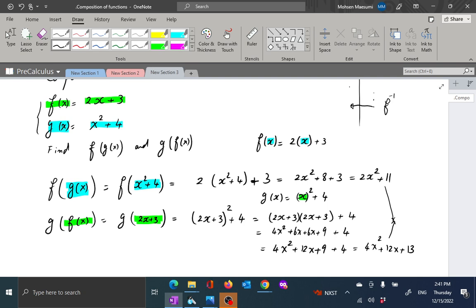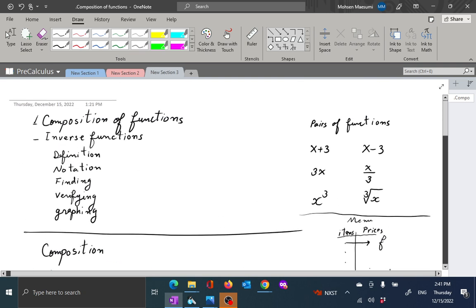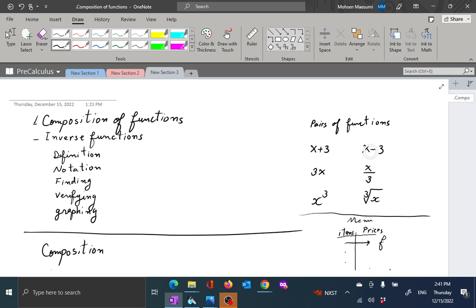Okay, what is the idea of inverse function? We imitate what we see here. Two functions that if you compose them, you go back to what you had started with. If you add 3 and subtract 3, you go back to x. If you multiply by 3 and then divide by 3, you go back to x.